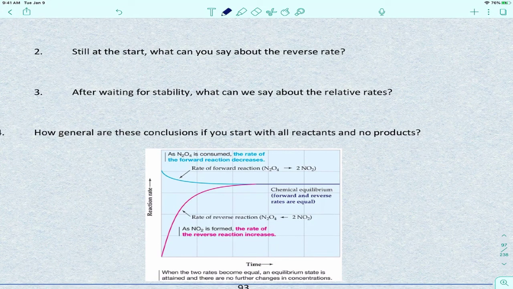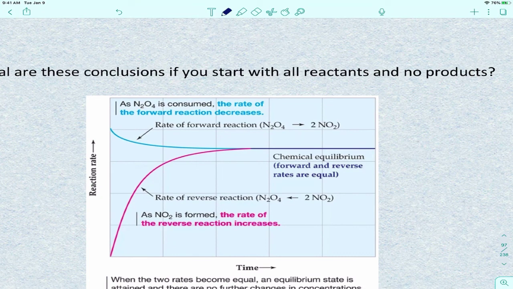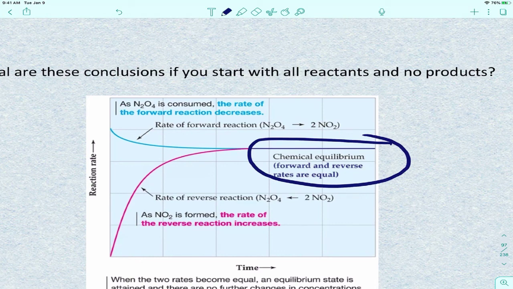This time we're going to take a look at the graph of the rates of the reaction. So we're looking at the rate of the forward reaction in blue, and we're looking at the rate of the reverse reaction in pink. And so the rate of the reverse reaction is very quickly increasing. The rate of the forward reaction is decreasing until they get to a point where they're both equal. The rate of the forward reaction equals the rate of the reverse reaction. And at that point, that's when we hit chemical equilibrium.